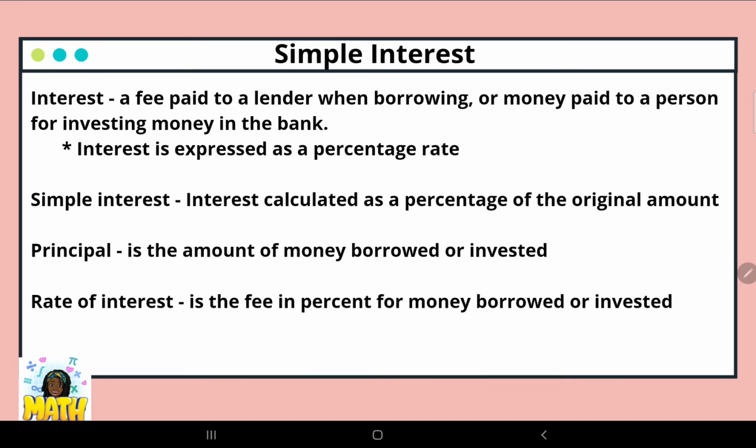Our vocabulary terms: interest, a fee paid to a lender when borrowing, or money paid to a person for investing money in the bank. Interest is expressed as a percentage rate. Simple interest is interest calculated as a percentage of the original amount. Principal is the amount of money borrowed or invested. Rate of interest is the fee in percent for money borrowed or invested.